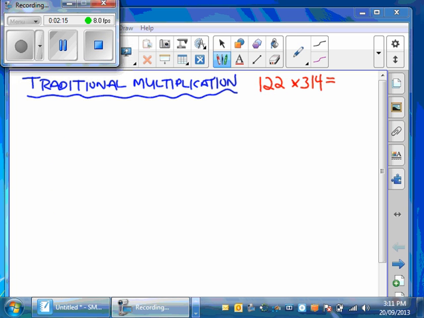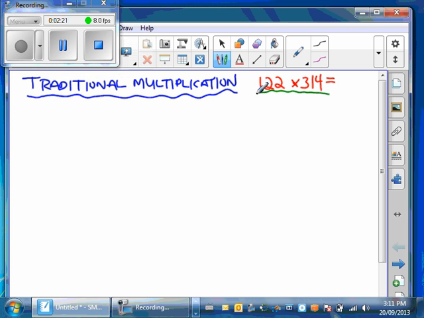Alright, let's take a look now at traditional multiplication with 3-digit numbers. We have our equation here, 122 times 314. What we're going to do is write this up vertically. 122 times 314. And we are going to start with our ones column. I'll just do this in a different color to show you. So we're going to start with our ones column, which is 4 times 2.